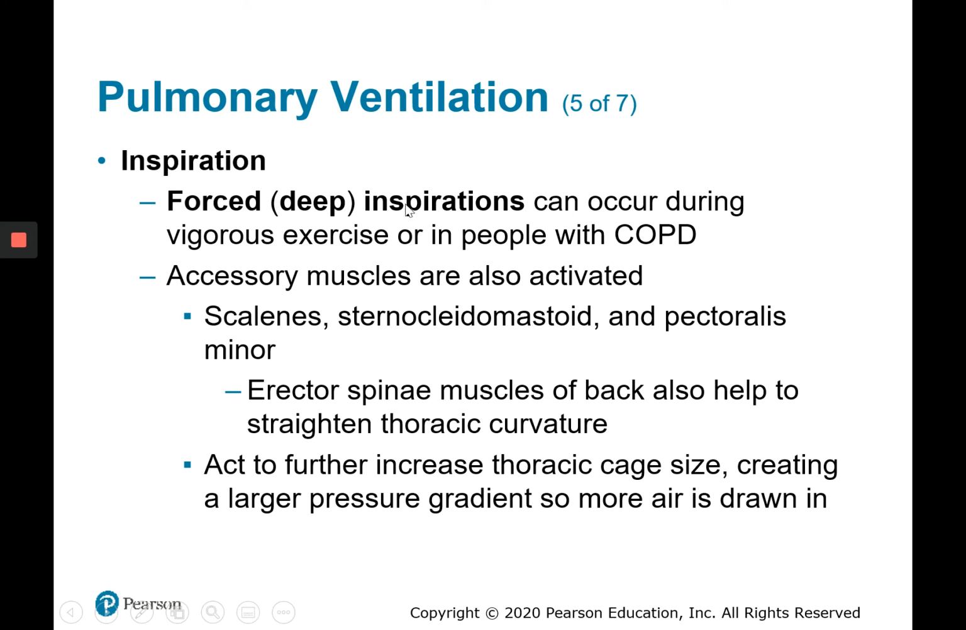A forced inspiration is also active, just like regular inspiration, but during forced inspiration, you use more than just the inspiratory muscles. You use more than just the diaphragm and the external intercostals. Other accessory muscles that may be involved in forced inspiration are the scalenes, sternocleidomastoid, and pectoralis minor, and then sometimes also the erector spinae muscles of the back. These accessory muscles will increase the thoracic cage size and therefore the lung volume even more than during a regular inspiration. This could occur during just regular exercise, especially if it's vigorous, or in someone who has a respiratory disorder, such as COPD.